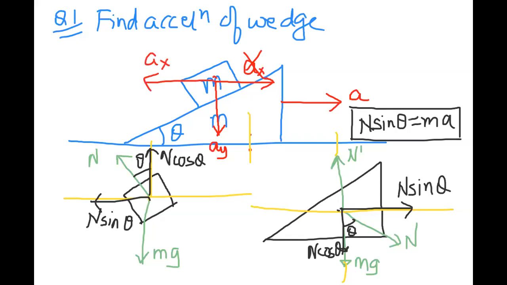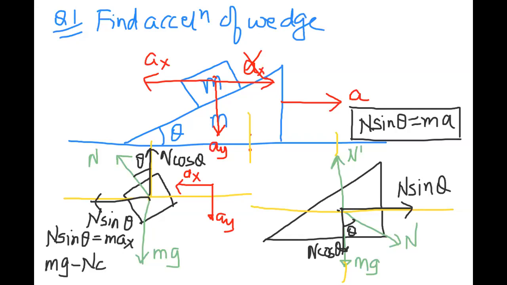And let me just draw the acceleration here, AX and AY, like so. And now let me write the equation. Along the x-axis, I'm going to get N sine theta is equal to m AX. And along the y-axis, I'm going to get mg minus N cosine theta is equal to m AY.